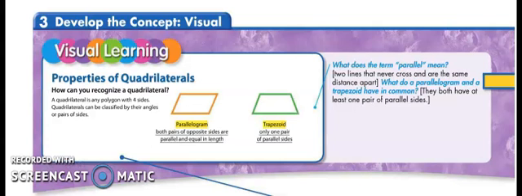So how can you recognize a quadrilateral? A quadrilateral is any polygon with 4 sides. Quadrilaterals can be classified by their angles or pairs of sides.